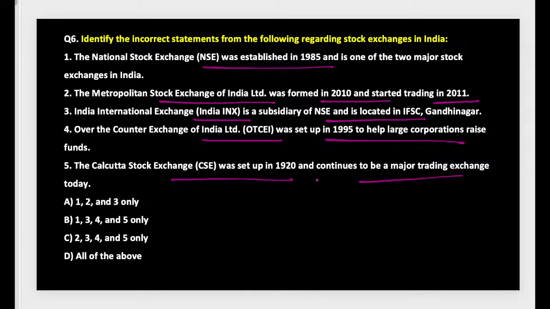Okay, so what will be your correct answer for this one? Option A. Many people are saying option A, meaning they are saying this is true. No, option A is the wrong answer. Tanmay sir, well done. So the first statement is wrong, it should be 1992. NSE was established in 1992. A is not the right answer for this one.